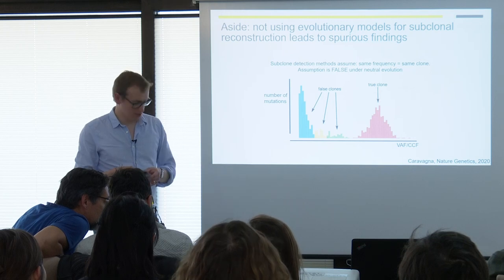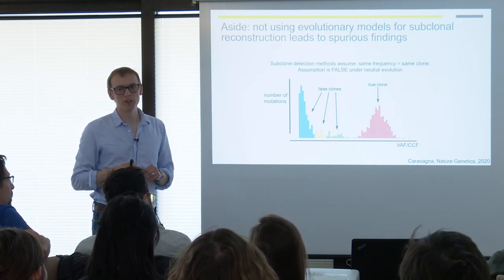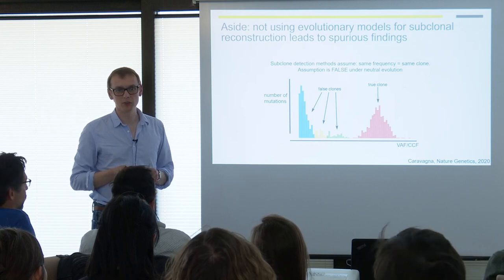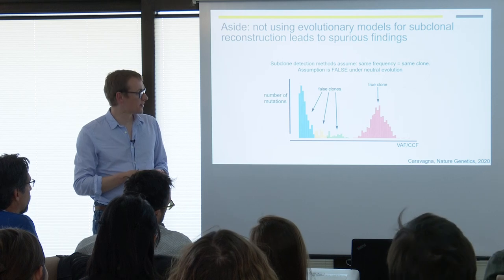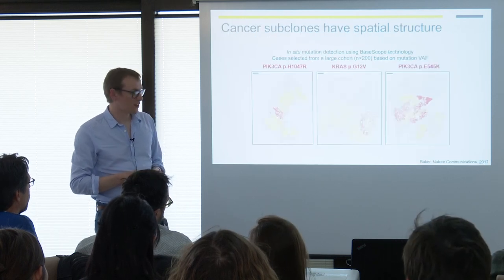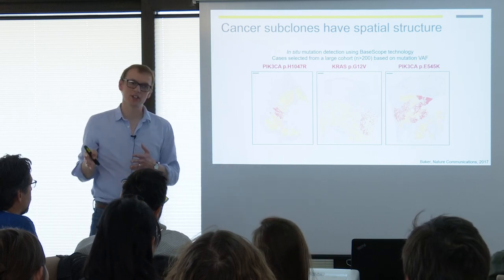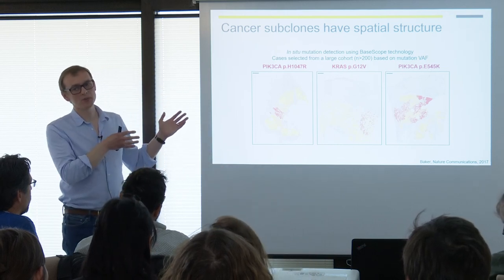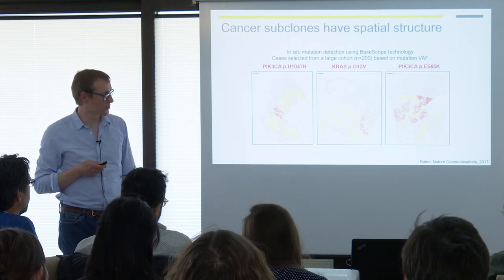And Giulio's made a brilliant tool called Mobster, which corrects for this kind of neutral tail phenomenon in the data and gives you a more accurate subclonal reconstruction. And you can download that and use it if you're interested. Okay, so we've got expectations about what the data should look like if there's selection, but they're all under this assumption of well-mixedness, and that assumption is not very good because tumours have spatial structure.